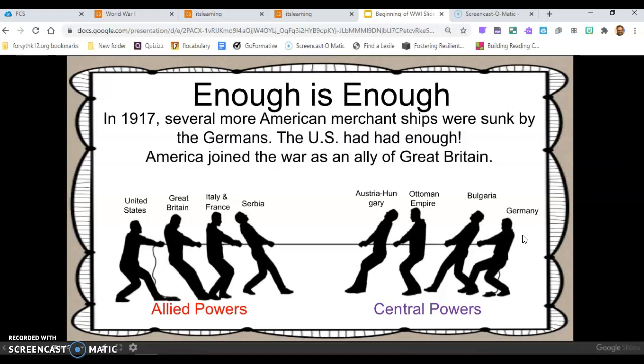And so you can see the two sides, the Central Powers: Austria-Hungary, Ottoman Empire, Bulgaria, Germany. That is the Central Powers. And then on our side here, the United States, we were siding with Great Britain, Italy and France, Serbia, and that is where the war starts at this point because of these alliances. One country declares war on another, but everybody's involved. And so in the end, it turns into people just choosing teams and fighting this battle. So we will study World War I and what happens next.